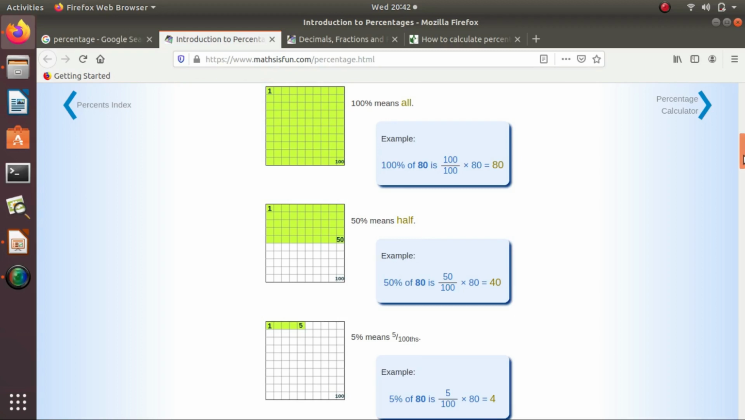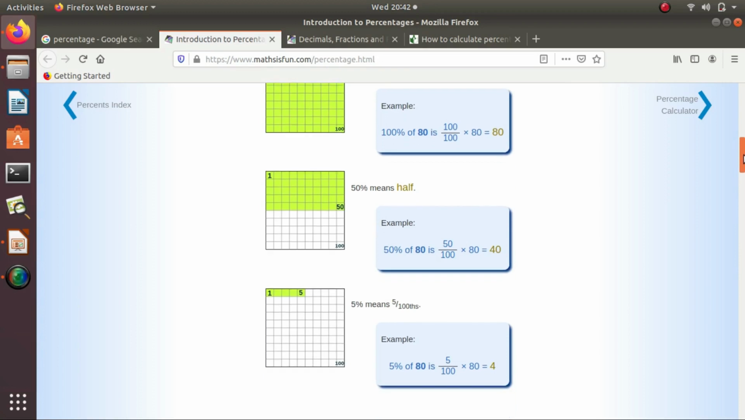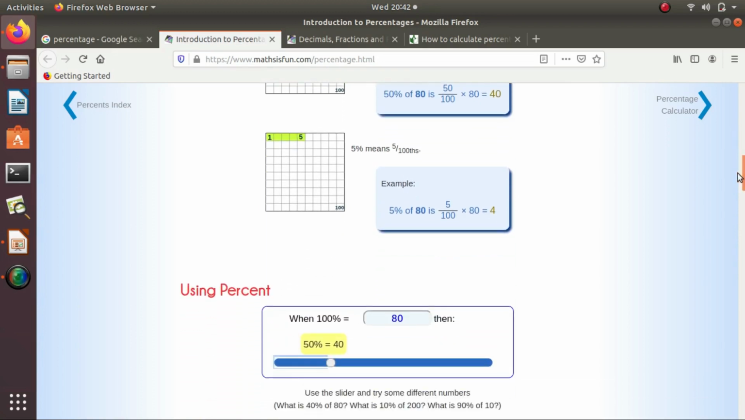So 50% of 80, how can we calculate this? 50 divided by 100 into 80. This will give 40. So 50% of 80, that is half of 80, is 40. What does 5% mean? 5% means out of 100 we are picking 5 boxes. Out of these 100 boxes we are just picking 5 boxes. So this will give 5 by 100 into 80, that will give just 4. So out of 80, 5% means 4.